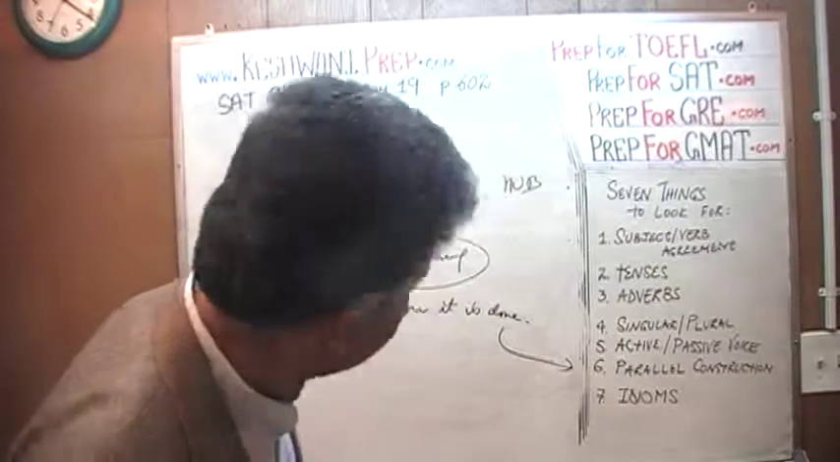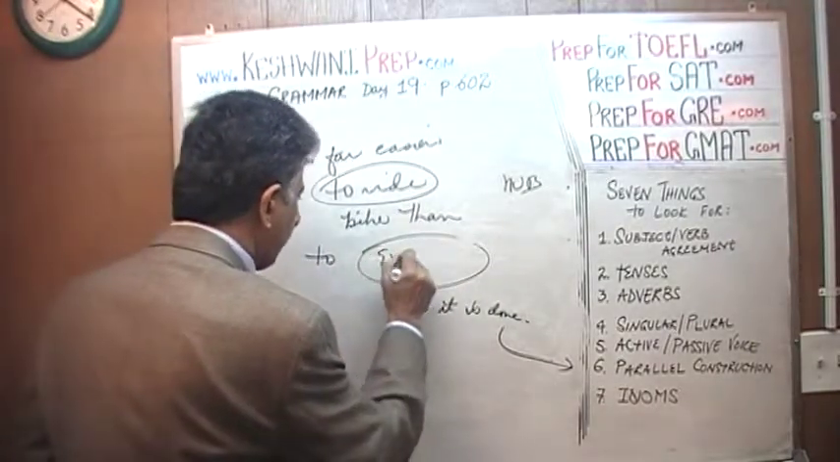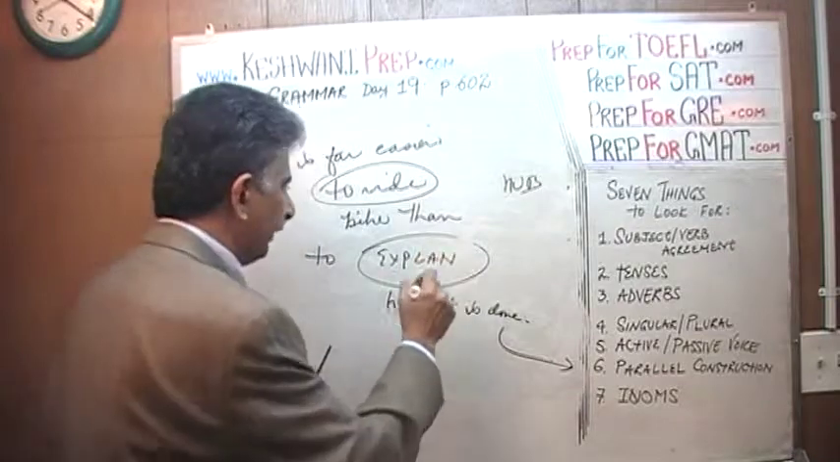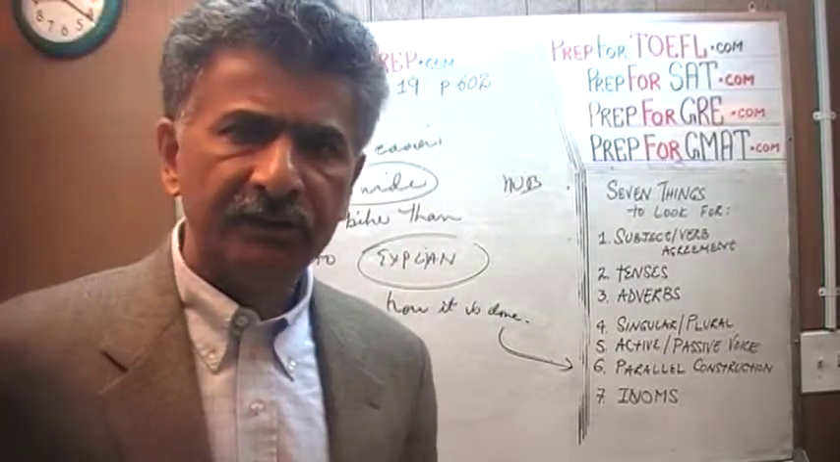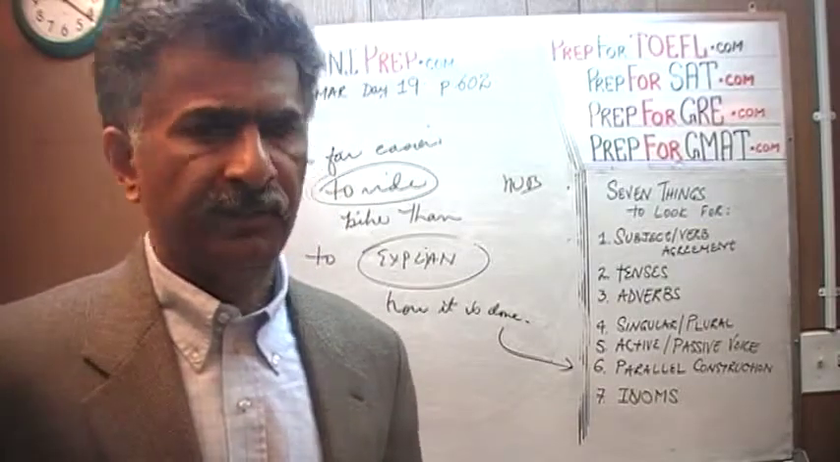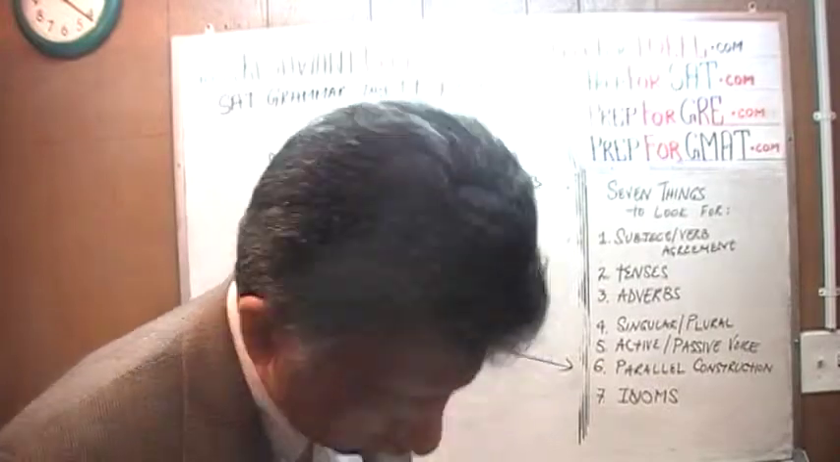Not explaining. Than to explain. I misspelled it, but don't worry about it. It is far easier to ride a bicycle than to explain how it is done. The answer is B.